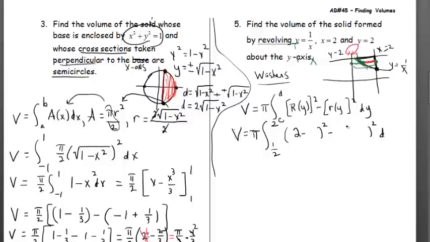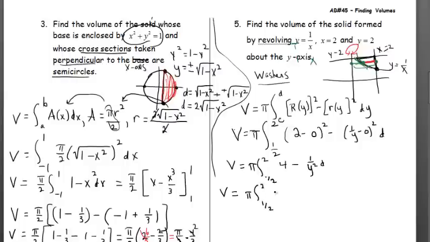I guess while I wasn't looking, it disappeared. 1 over y minus 0. So this is 4 minus 1 over y squared dy. We can certainly find that without a calculator. So 1 over y squared. I'm going to get it ready for integration.